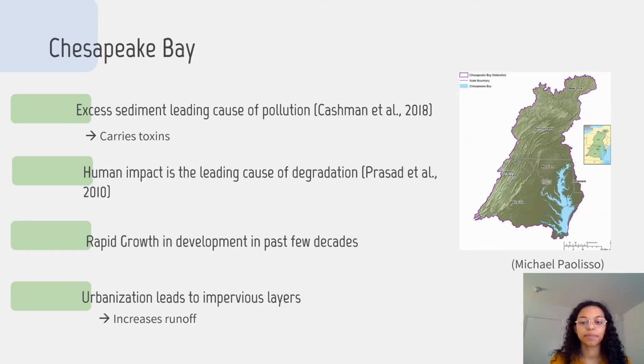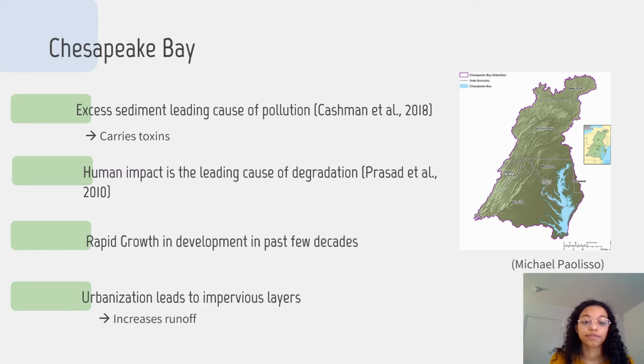So the Chesapeake Bay is a highly polluted watershed. There's an image on the right showing its expanse, and the leading cause for the pollution in the Chesapeake Bay is excess sediment. Excess sediment does things like block light from reaching photosynthetic organisms, cover the organisms that live on the bottom of the rivers and streams, and it also carries toxins. Toxins can bind to sediment particles and therefore get carried into the streams as well.